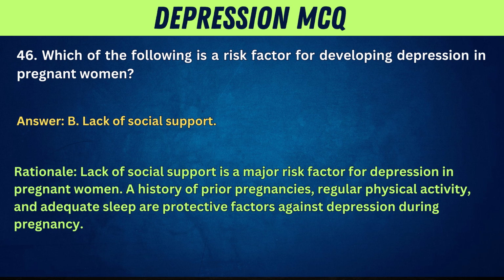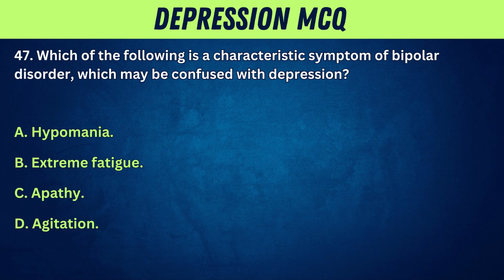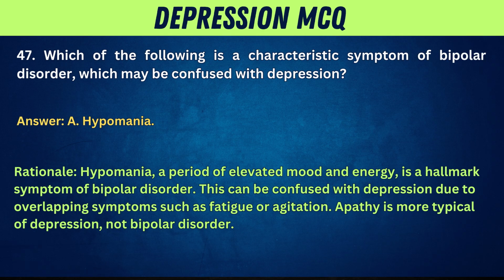Rationale: lack of social support is a major risk factor for depression in pregnant women. A history of prior pregnancies, regular physical activity, and adequate sleep are protective factors against depression during pregnancy. 47. Which of the following is a characteristic symptom of bipolar disorder which may be confused with depression? A. Hypomania. B. Extreme fatigue. C. Apathy. D. Agitation. Answer: A.